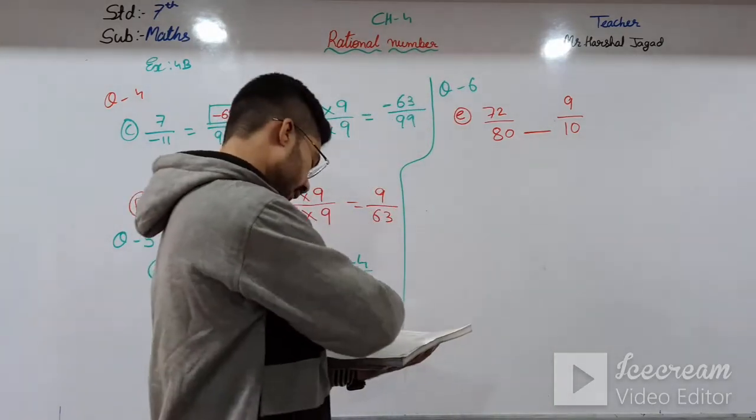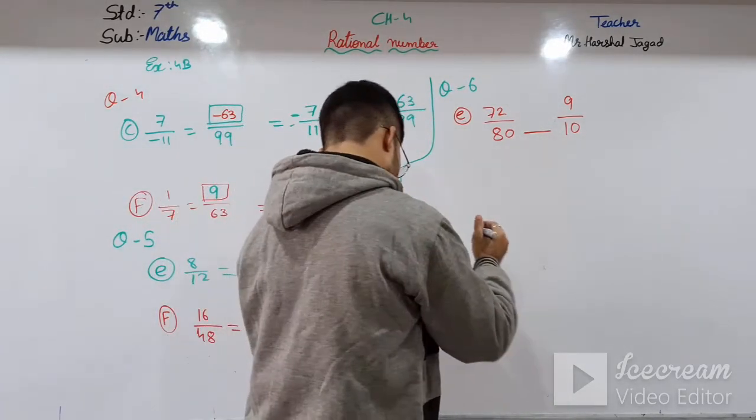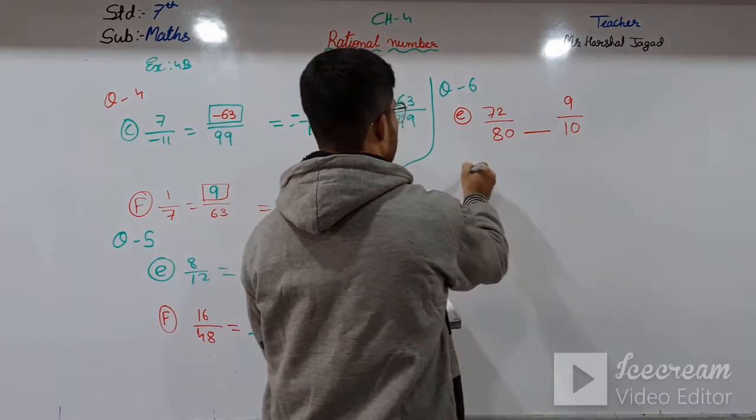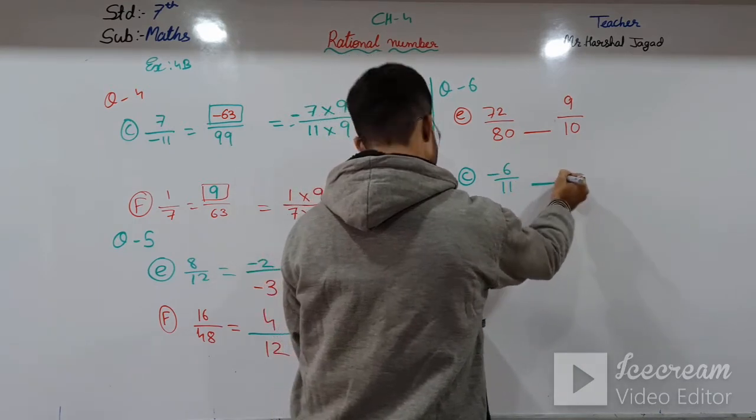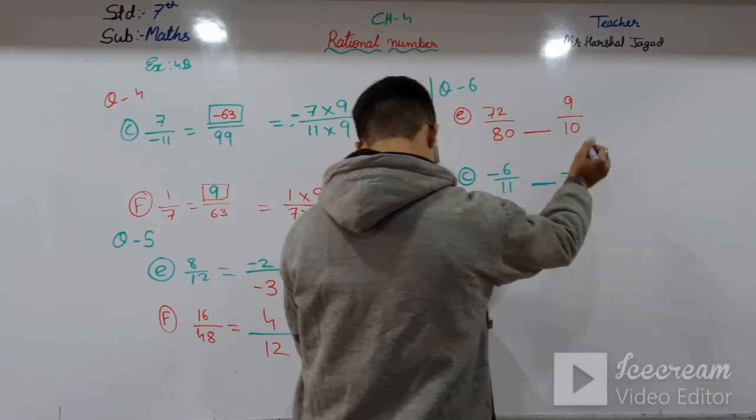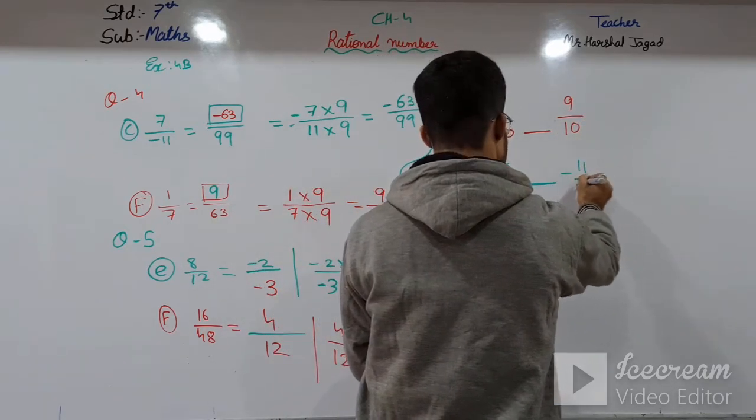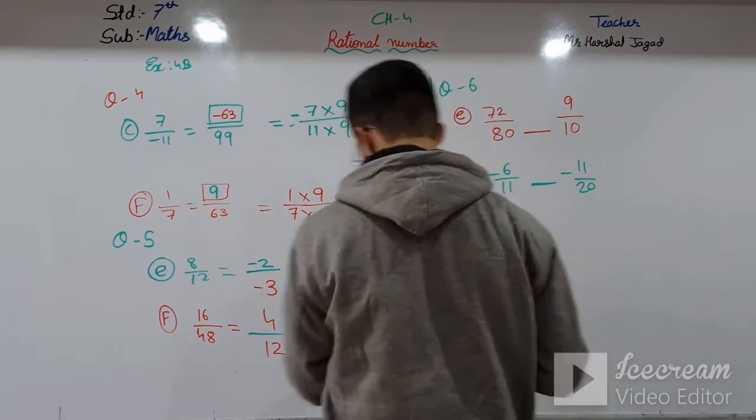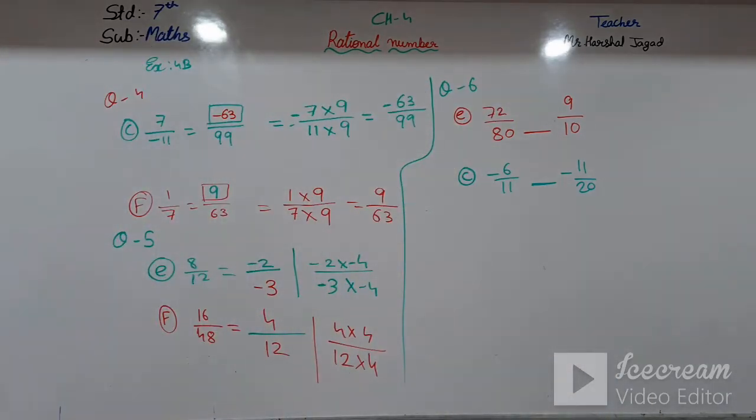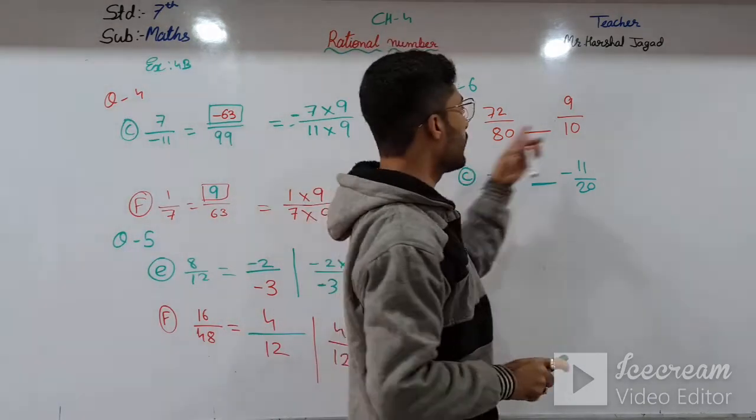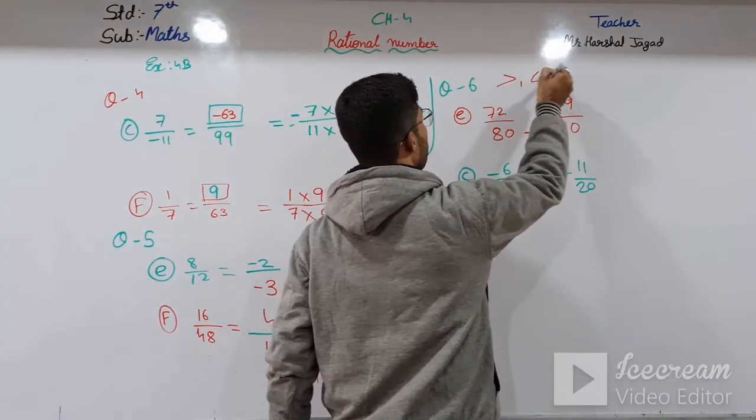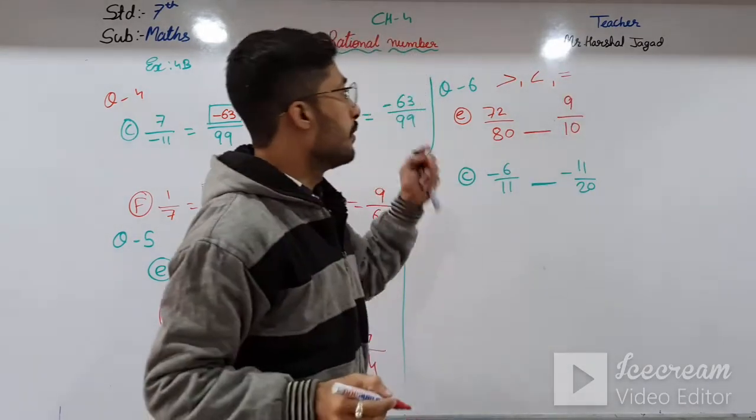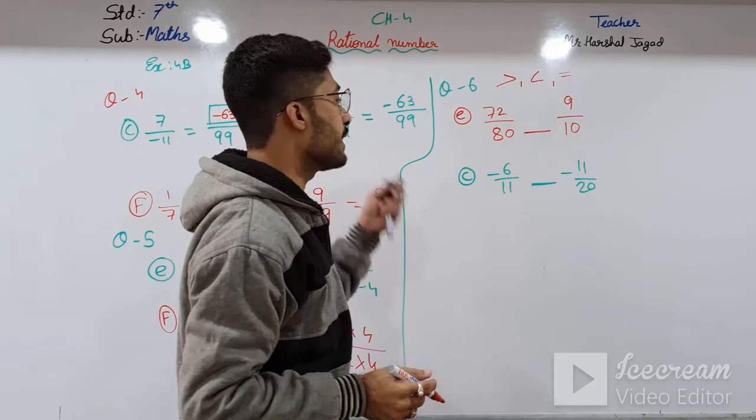Now another one, that will be C, minus 6 upon 11 and minus 11 upon 20. Here we have to find out which one is greater than, less than, or equal to, and put the sign. From this we have to think about which will come.